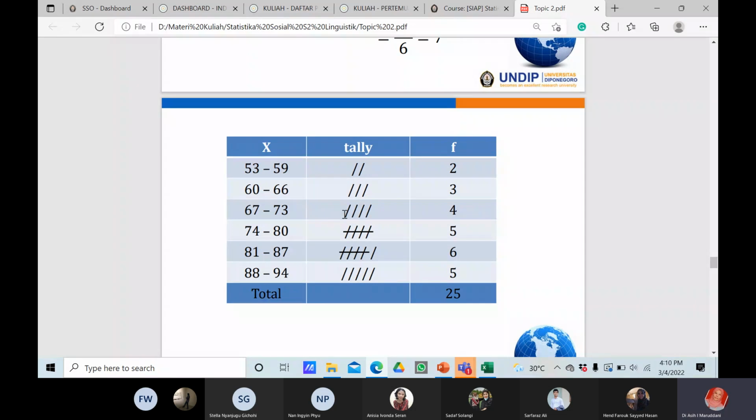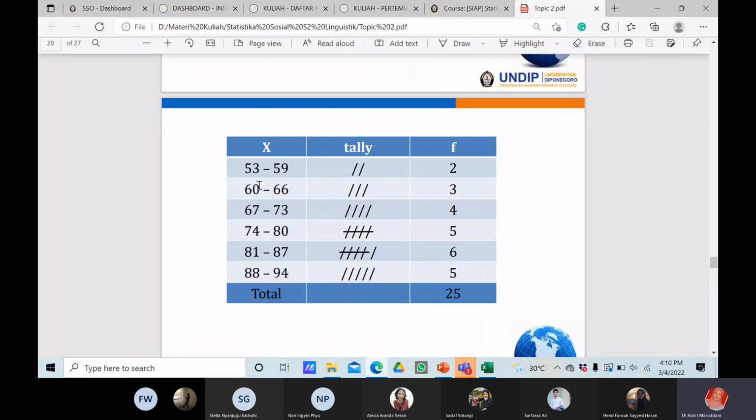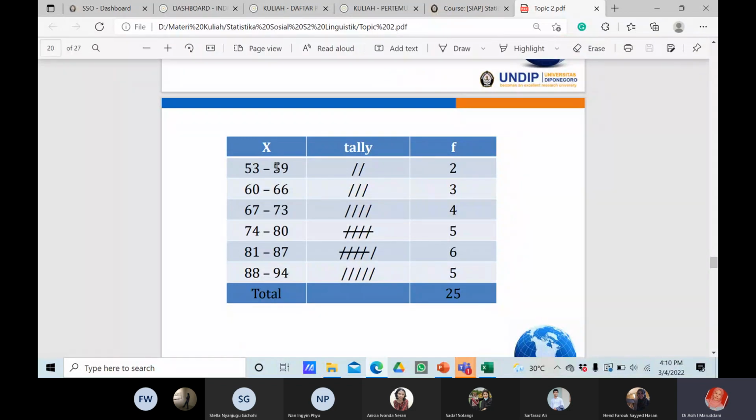You can count 53, 54, 55, 56, 57, 58, 59. There are 7 values in this interval. The tally produces the frequency to help easily count frequency. We have a 2 in this interval. Then the second interval we have 3 scores. The third interval we have 4 scores and so on.